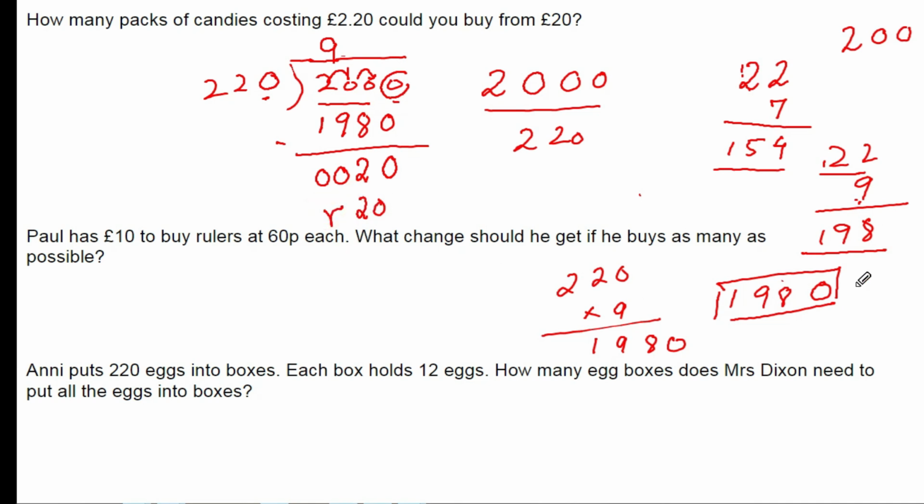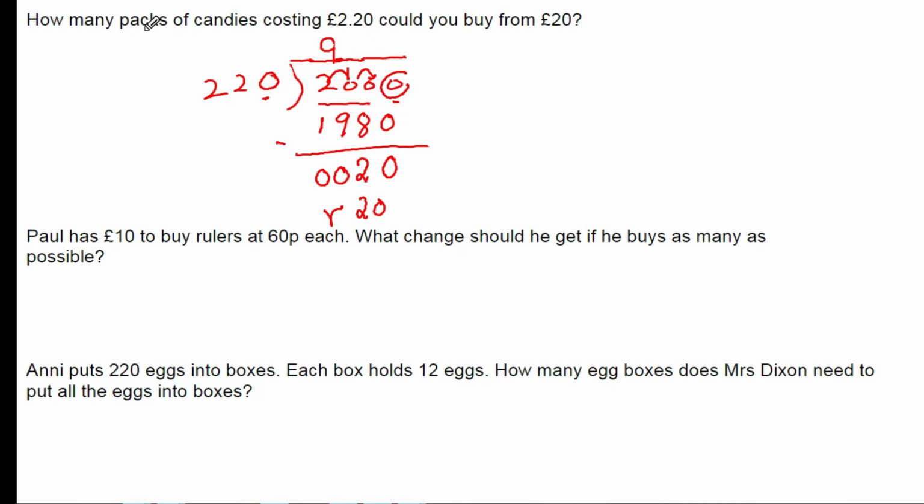Okay, all right. It means that how many packs of candies you can buy? 9 packs of candies, right? So this is your answer. 9 packs of candies you can buy from 20 pounds. Okay, now look at the next question.